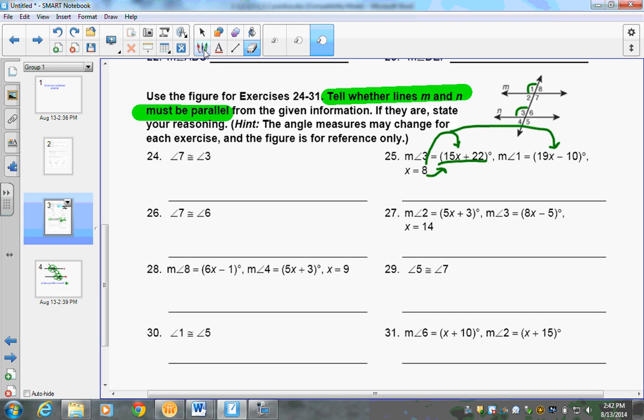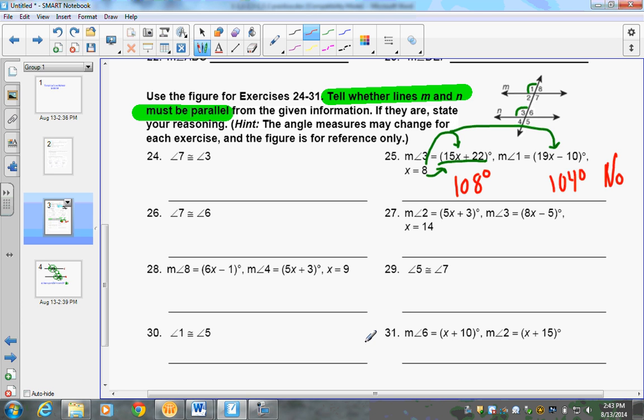Once again I'm making these numbers up, so don't ask where I'm getting them. I'm making them off the top of my head. But let's say this was 108 degrees, and this right here was 104 degrees. Are they congruent? The answer is no. If they're not congruent, these cannot be parallel. So the answer is no. That's the setup for questions 24 through 31.